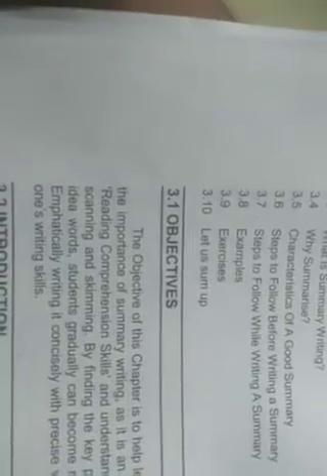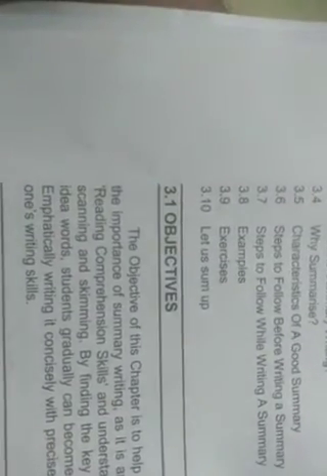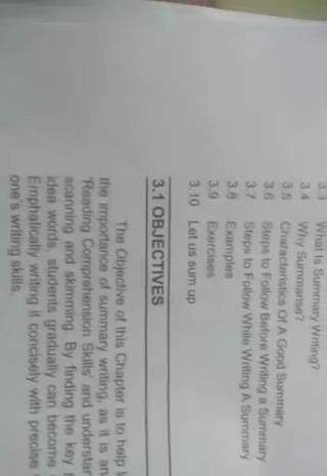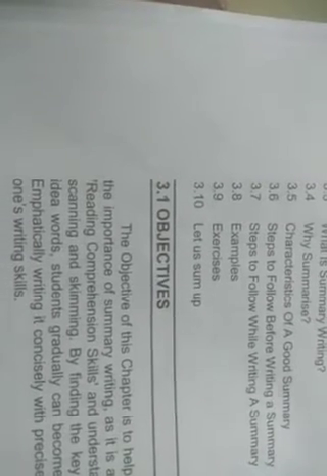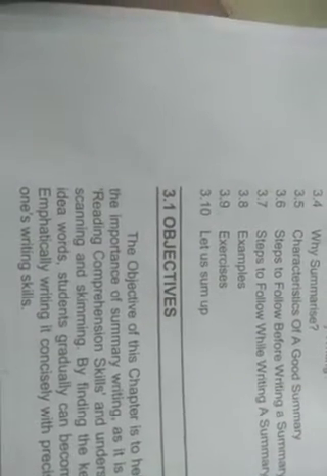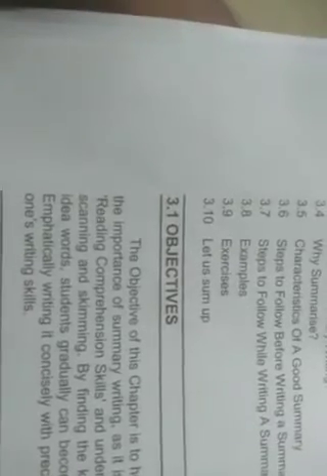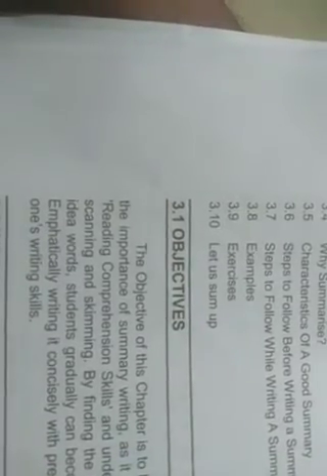Page number 45. Unit 3. Summarization. Unit structure. 3.1 Objectives. 3.2 Introduction. 3.3 What is summary writing? 3.4 Why summarize? 3.5 Characteristics of a good summary. 3.6 Steps to follow before writing a summary. 3.7 Steps to follow while writing a summary. 3.8 Examples. 3.9 Exercises. 3.10 Let's sum up.